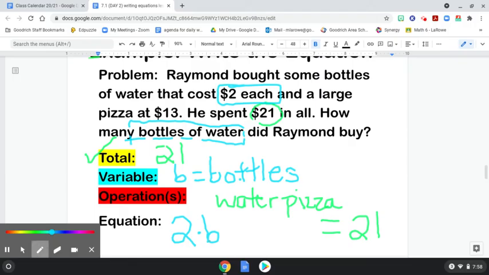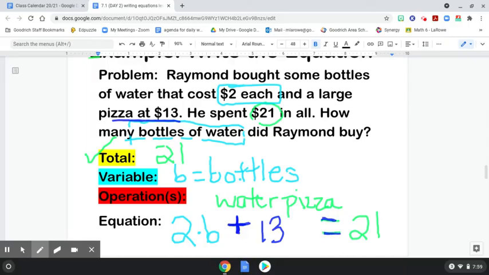The other thing that Raymond purchased was a pizza, and the pizza is $13. I need to add on the price of the pizza because when you go shopping, you take all of the products that you purchased and you add the cost together to equal your total. So I have 2 times the B bottles of water plus a $13 pizza equals Raymond's total of $21.